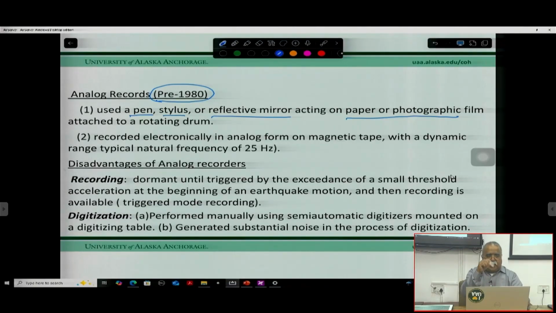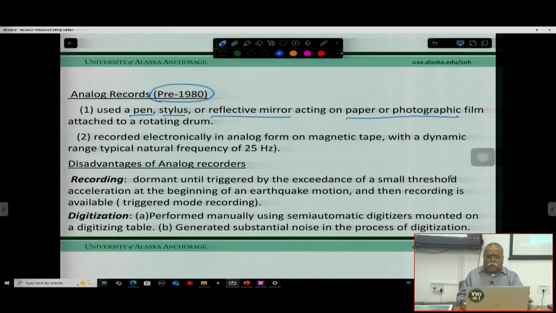If there is an earthquake, the stylus will move and scratch, and then the photographic plate comes out. The photographic plate has to be developed, and then we can get the recorded data, right? The disadvantages are the digitization process, and a lot of noise comes into the pictures unnecessarily. We cannot do anything about it during the time of the analog record.